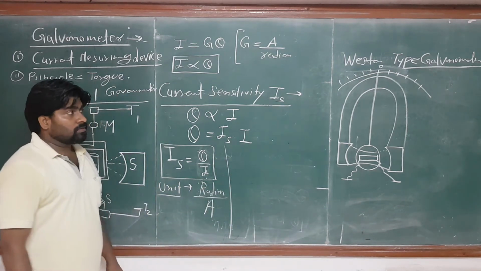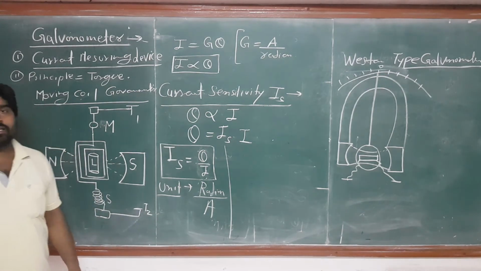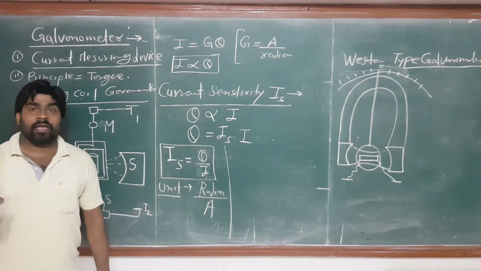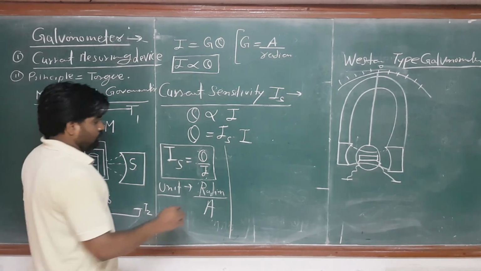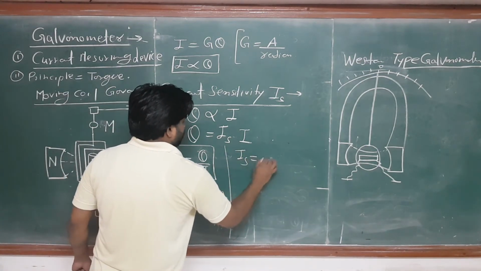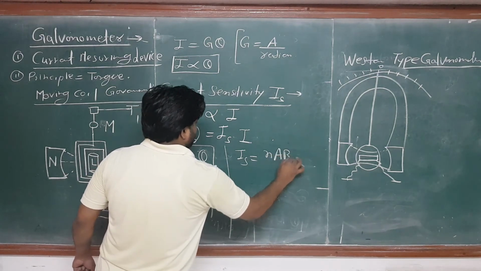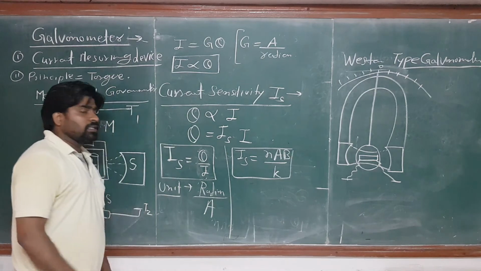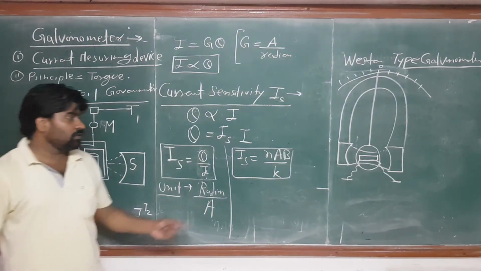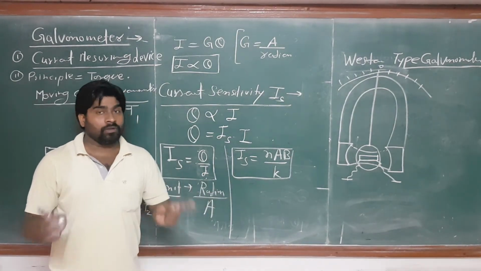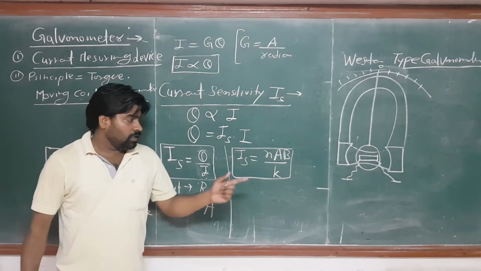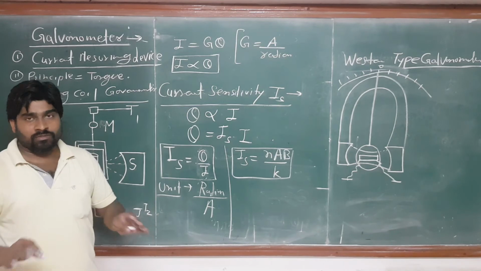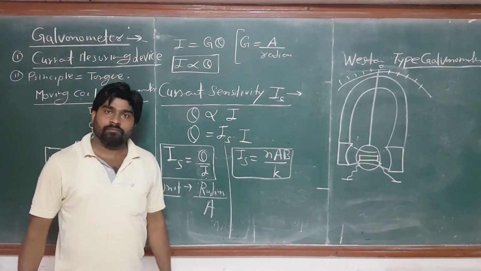As I know I is equal to k by NAB dot theta, so theta by I is equal to NAB by k. So Is can be equal to NAB by k. If you want to increase the current sensitivity of any galvanometer, then the number of turns should be increased, not beyond the limit. The area should be large, B is the magnetic field, the area also cannot be increased beyond the limit, and k should be minimum.